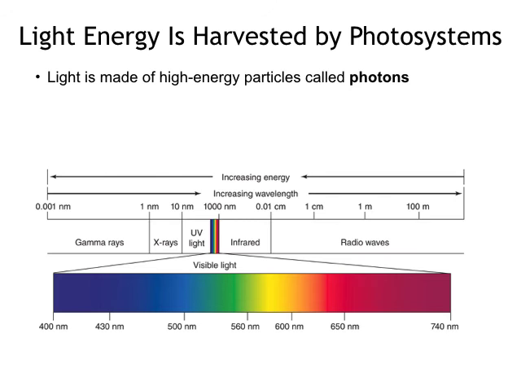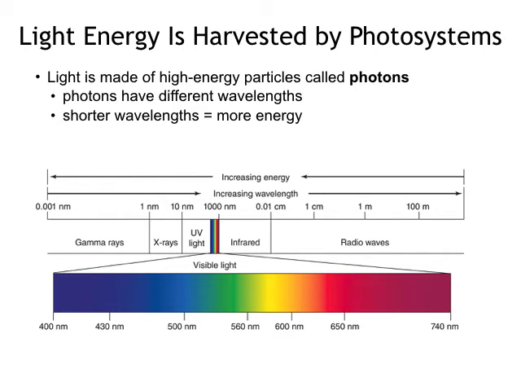So first, the light-dependent reaction. In order to understand this, we have to understand light. Light is made of high-energy particles called photons. We looked at this when we were looking at the lab that looked at absorbance. But again, light has these little photons that travel in waves, and photons have different wavelengths. Shorter wavelengths have more energy. Longer wavelengths have less energy.